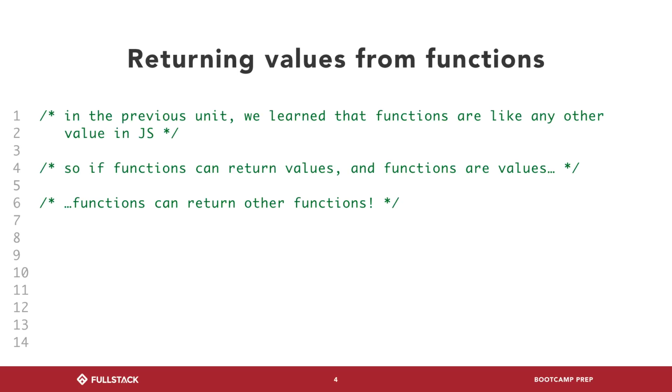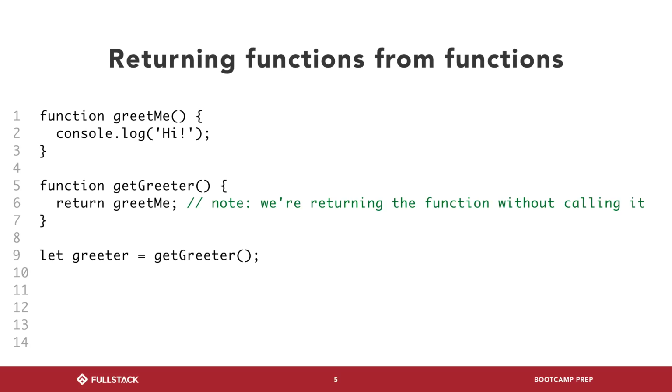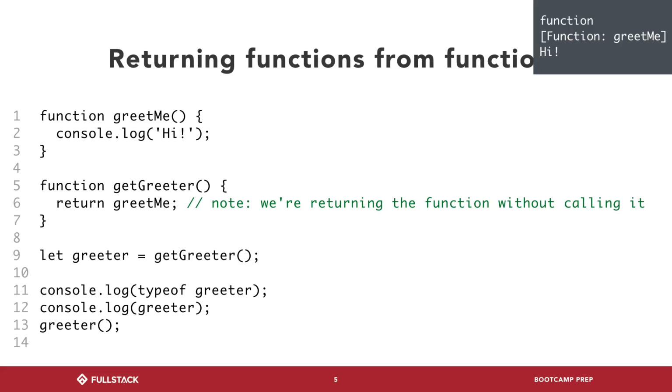So if we take that concept and extend it to functions, same exact idea, right? On line 1 we have a function called greetMe. On line 5 we have a function called getGreeter, and it returns the greetMe function. Notice how it's returning the greetMe function. Up until line 8, do we ever invoke greetMe anywhere? No, right? We never see greetMe followed by open and closed parentheses except when we're defining it on line 1.